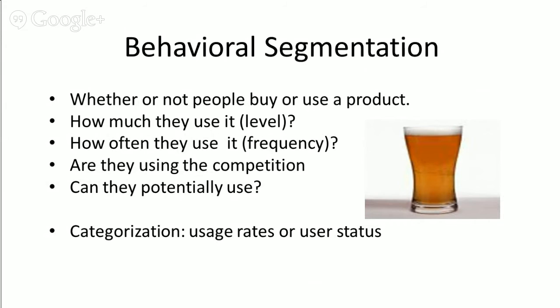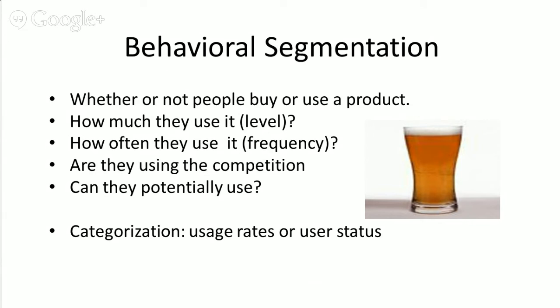Basically, the question is, do people drink beer? And more importantly, how much if they do, okay? So how much they use it, how often they use it, are they using the competitor's beer? Might they potentially use our beer or drink our beer? So those are some things that you can understand through market segmentation. Clearly, you would then target those that are probably most likely to buy your beer and ones that are going to buy it, ideally, quite frequently, okay?